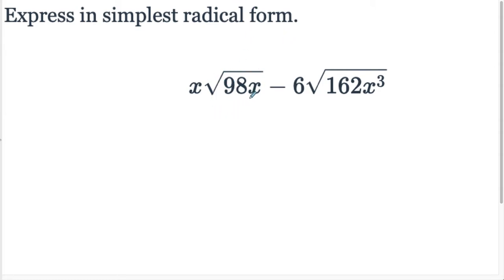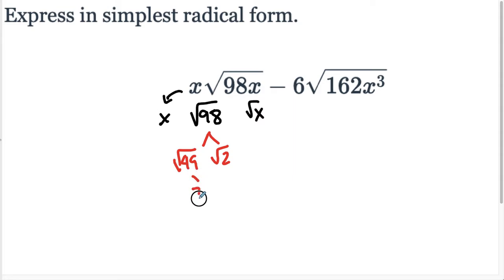On the first term, I'm going to break down the square root of 98. So this is the square root of 98, and then we can leave the square root of x. The square root of 98 can be broken down to the square root of 49, which is a perfect square, times the square root of 2. The square root of 49 is 7, and the square root of 2 cannot be broken down anymore. So ultimately, we can bring together our new coefficients and our new radicands.